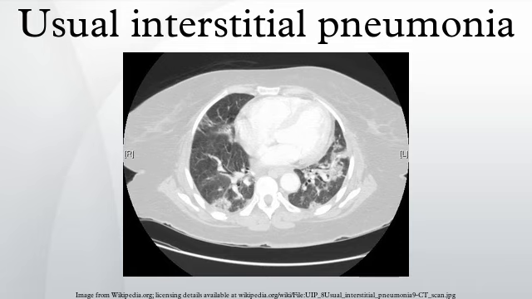The term previously used for UIP in the British literature is cryptogenic fibrosing alveolitis, a term that has fallen out of favor since the basic underlying pathology is now thought to be fibrosis, not inflammation.